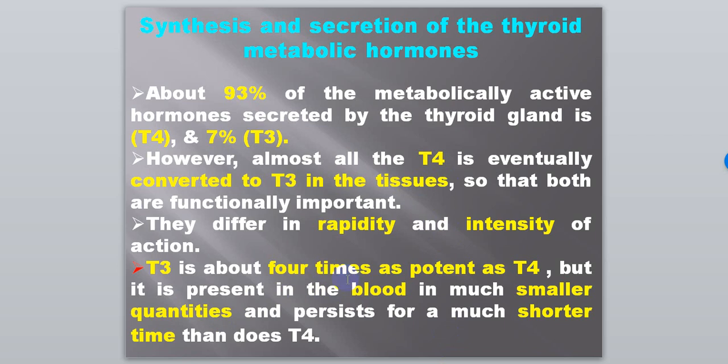T3 is about 4 times as potent as T4. Despite T4 having a much larger quantity, the effect of T3 is much more powerful. In the blood, T3 is in smaller quantities and persists for a shorter time when compared with T4, but it is much more active in the tissues.